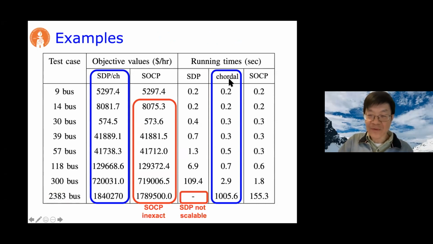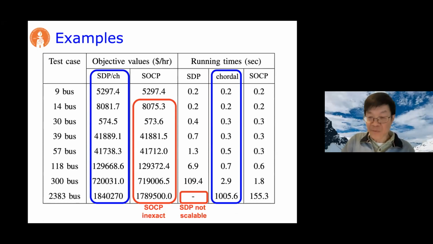Chordal extension. So you can see that the chordal relaxation is as tight as SDP, so you get the same objective value as SDP. But the running time is much smaller than SDP, orders of magnitude smaller for large networks. Right? And therefore, again, to recap, if you have a radial network, just solve SOCP.